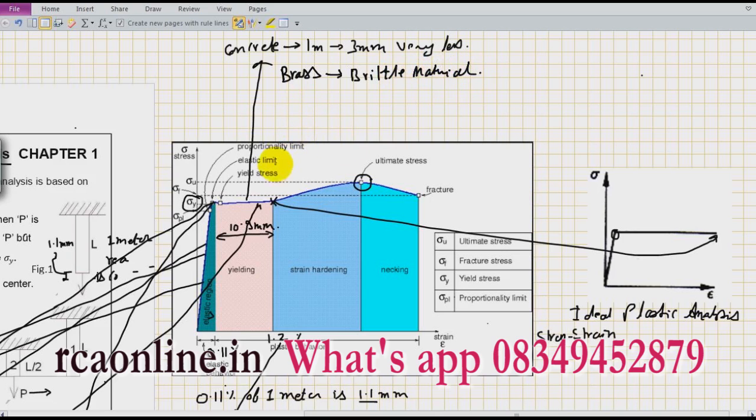Is it okay? Since brass is a brittle material, this value is very less and we cannot use it. Now coming to aluminium. Very good material. Aluminium is a very good material for plastic analysis. This length is also very high in aluminium. The only problem is buckling.